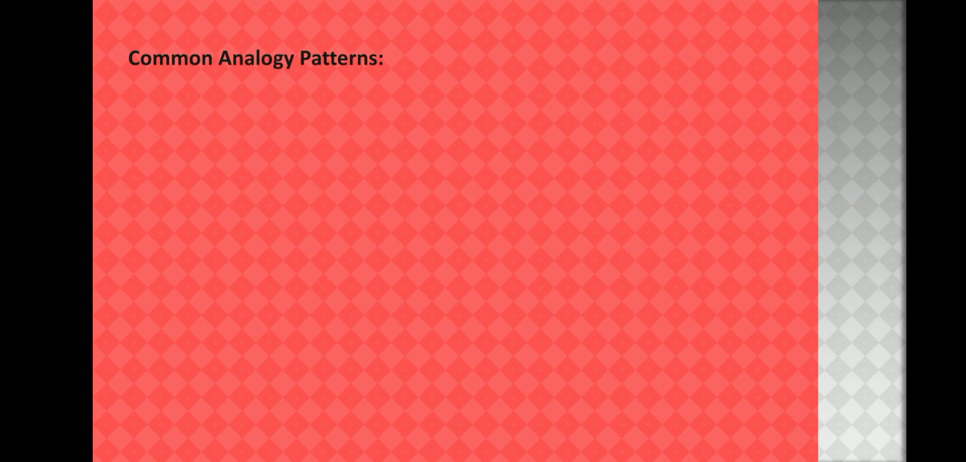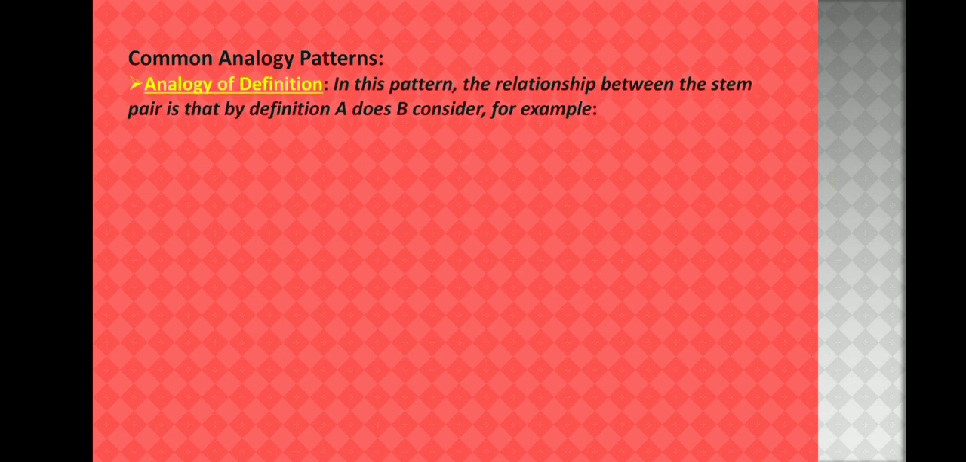Let us see. Some common analogy patterns are there. I have tried to bring them out in front of you. The first pattern, analogy of definition. In this pattern the relationship between the stem pair is that by definition. For example, A does B. Let us see here, teacher, teaching. Teaching is the definition of teacher. Okay, understood?